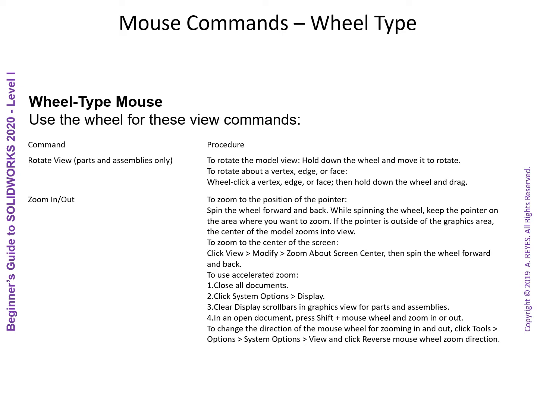Wheel types: if they have the wheel on there, to rotate the view, you can hold down the wheel and move it to rotate, and the same thing to rotate about a vertex, edge, or face. Wheel click the vertex, edge, or face, then hold down the wheel and drag. For zooming in and out, you can spin the wheel forward and backward, and while spinning the wheel, keep the pointer on the area where you want to zoom. So if you put the pointer over to the side of the part and you zoom in, it's going to zoom in beside the part. So you want to make sure you keep your pointer on the part. When you zoom in, it'll zoom into wherever your pointer is.